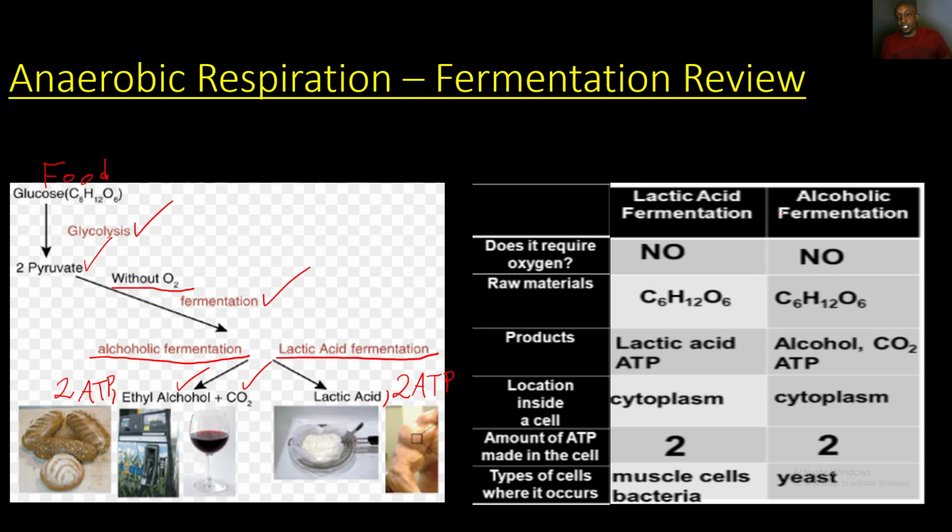So let's take another look at these processes. Do they require oxygen? No. What are the raw materials? The raw material is going to be glucose, or the C6H12O6. And the products are going to be lactic acid and 2 ATP for lactic acid fermentation. And then for alcoholic fermentation, it's going to be alcohol, carbon dioxide, and 2 ATP. The location inside the cell is going to be the cytoplasm for both of these processes. And both of these processes also produce 2 ATP.